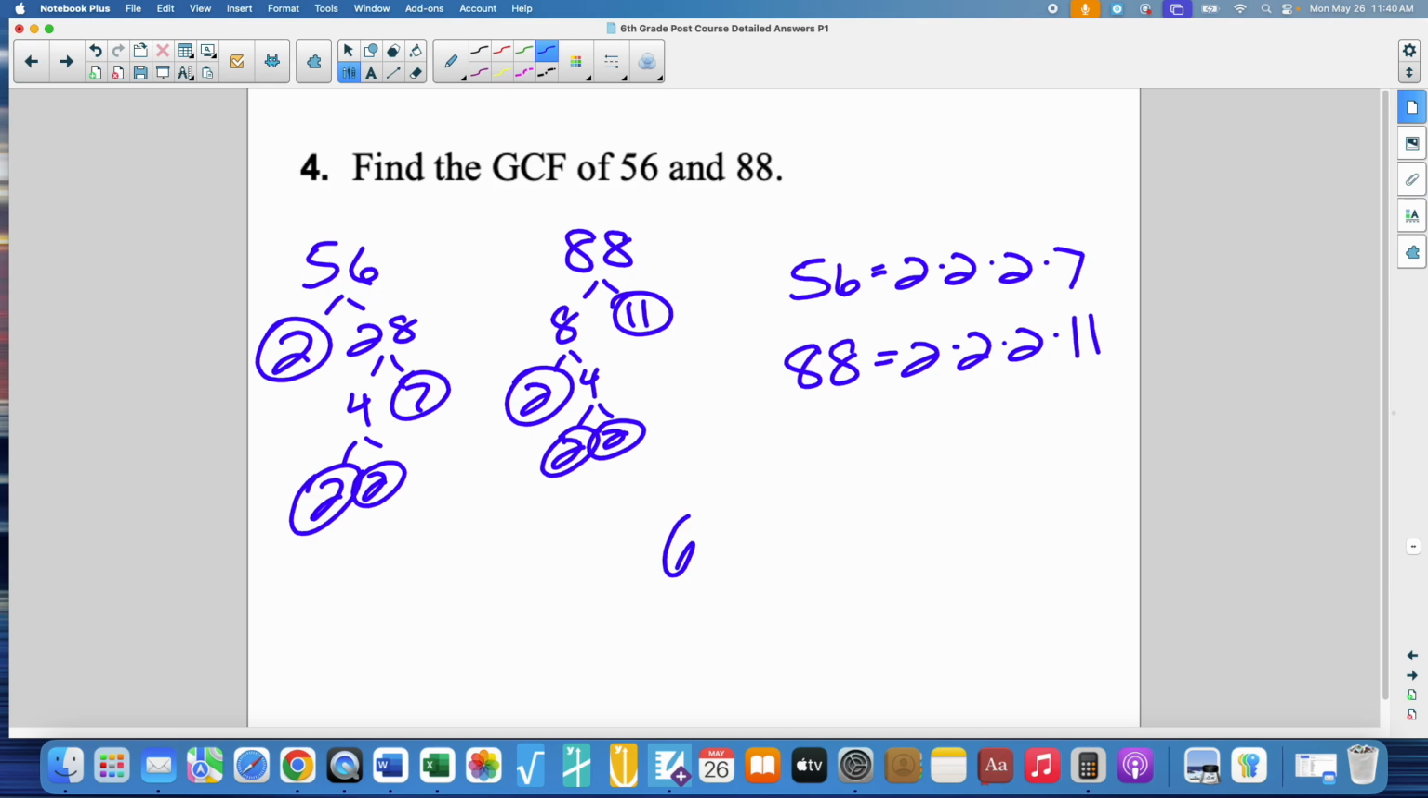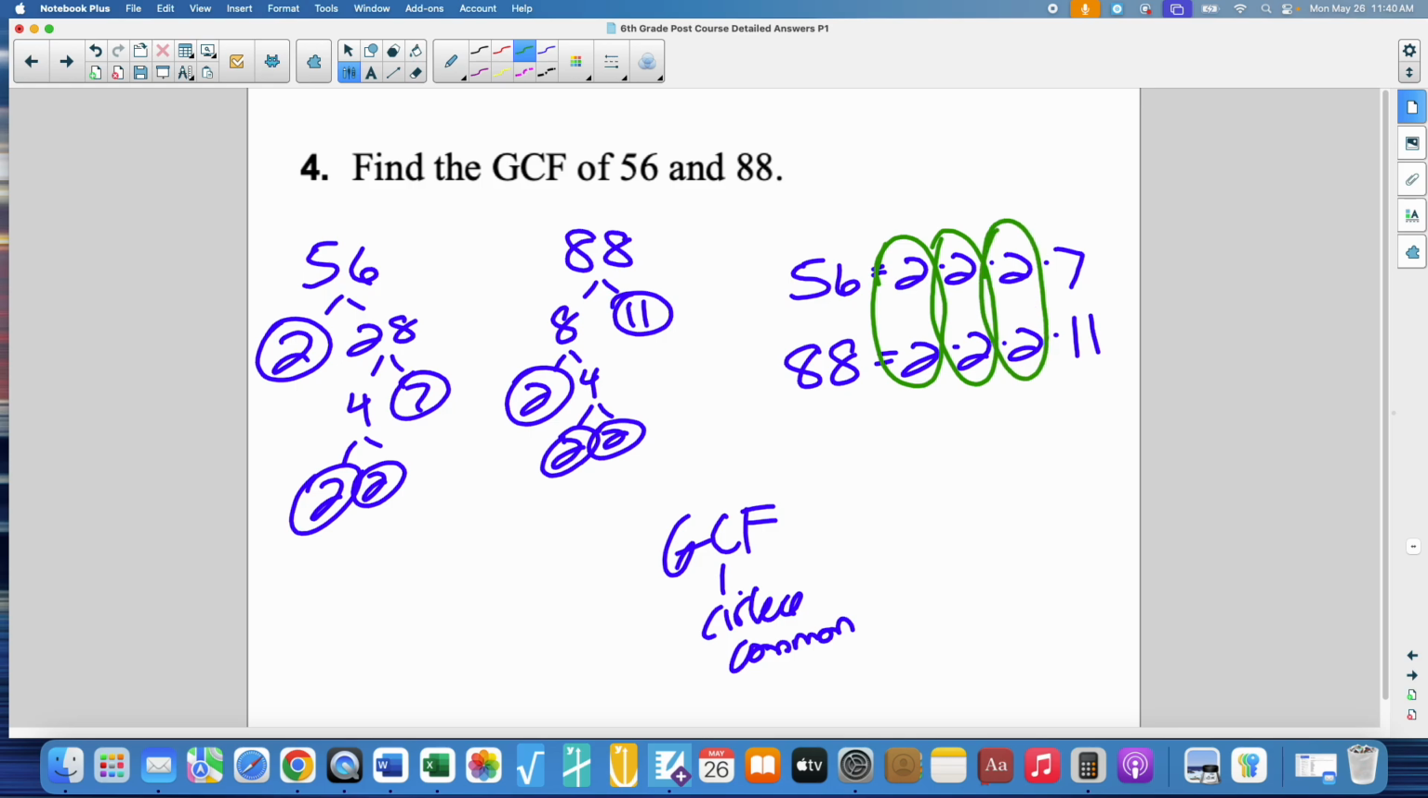Now we're looking for the GCF. C stands for circle. Reminds me to circle the common. Okay, so when we look at the prime factorization, we want to circle what they have in common. They have a 2 in common. They have a second 2 in common. And they have a third 2 in common. Okay, so my GCF is going to be 8. 8 is the largest number that goes into 56 and 88.